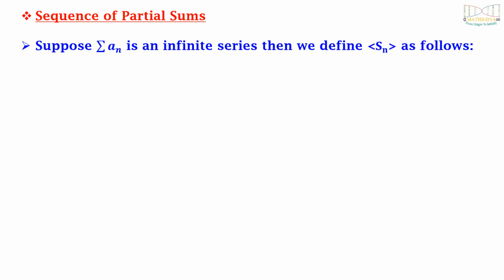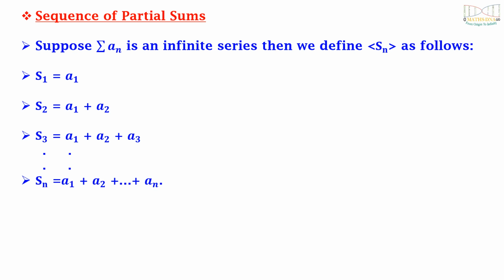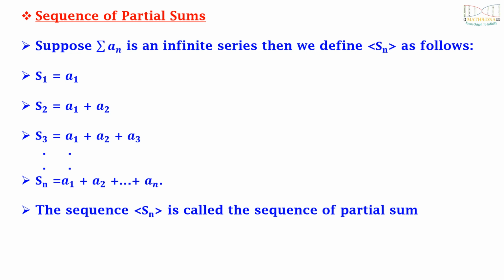Then we have the sequence of partial sums. By the name we can understand that in this we will be adding terms partially, that is, one by one. Suppose summation a_n is an infinite series, then we define S_n as follows. S1 is equal to a1, S2 is equal to a1 plus a2, adding two terms. S3 is equal to a1 plus a2 plus a3, adding three terms of the sequence. And so on, we get S_n equal to a1 plus a2 up to a_n. Then the sequence S_n is called the sequence of partial sums of the series a_n.